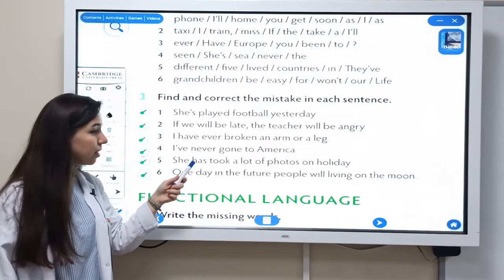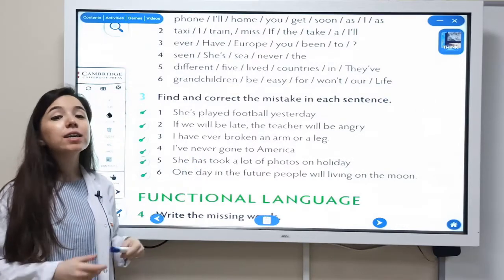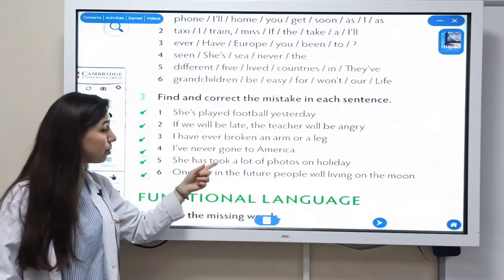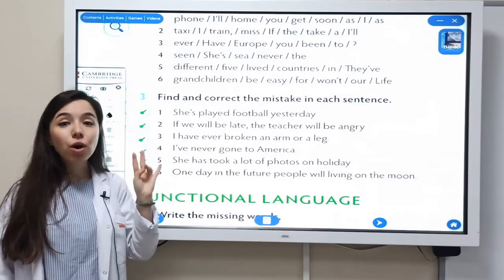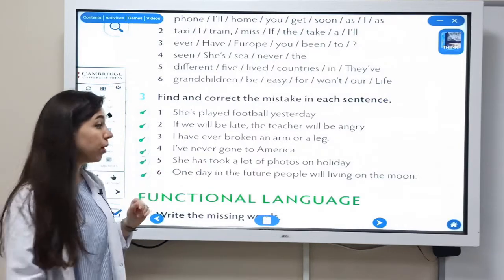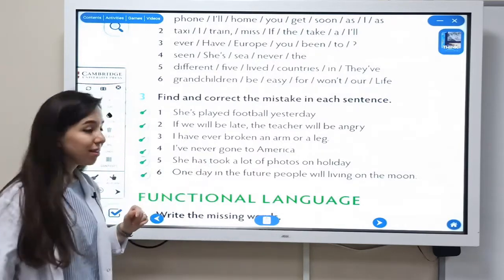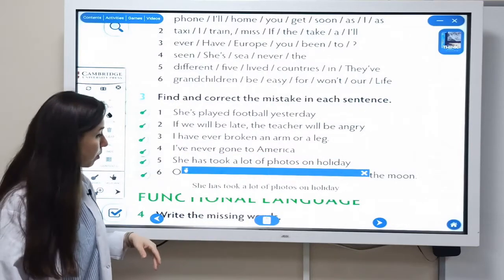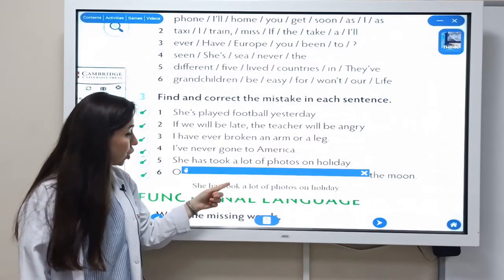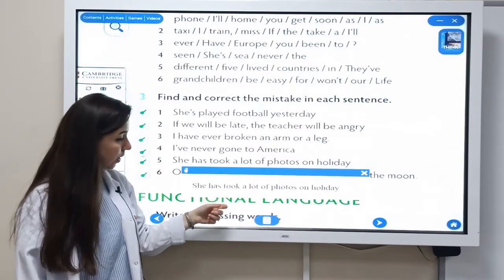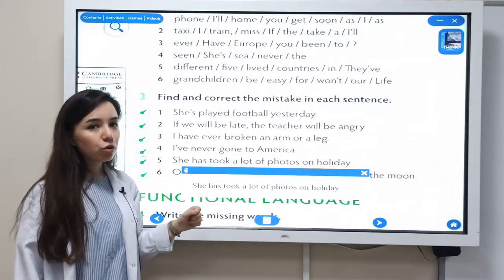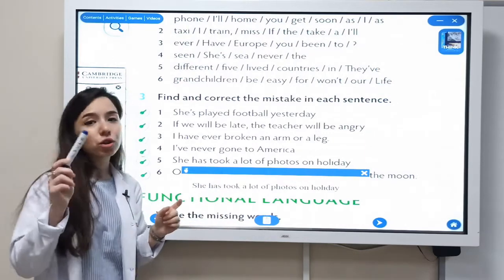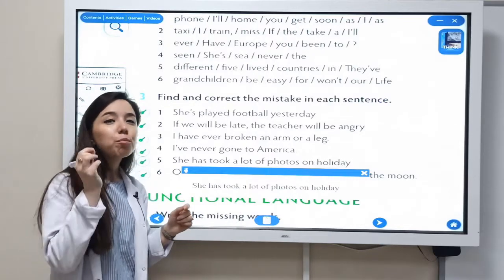When we have has here, it means that our sentence is present perfect simple. So for present perfect simple, we need to write have or has plus past participle form of the verb. So here we can write taken. She has taken here. Look at here. Sometimes I told you that there is some mistake. On holiday, we can write here both of them. Here there is some points here.